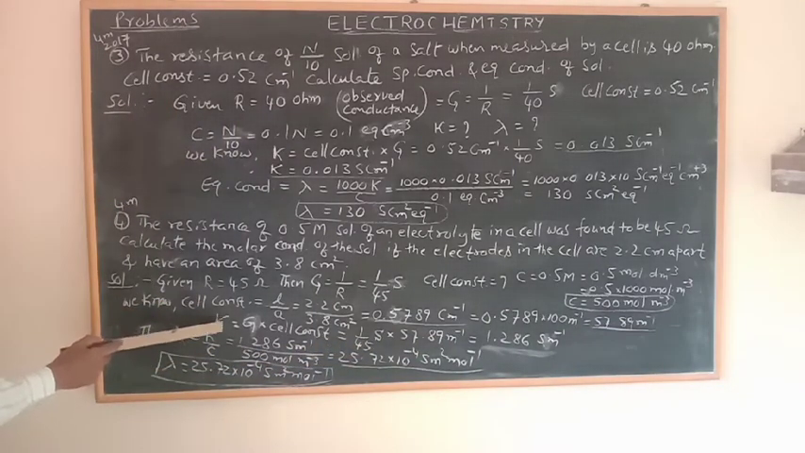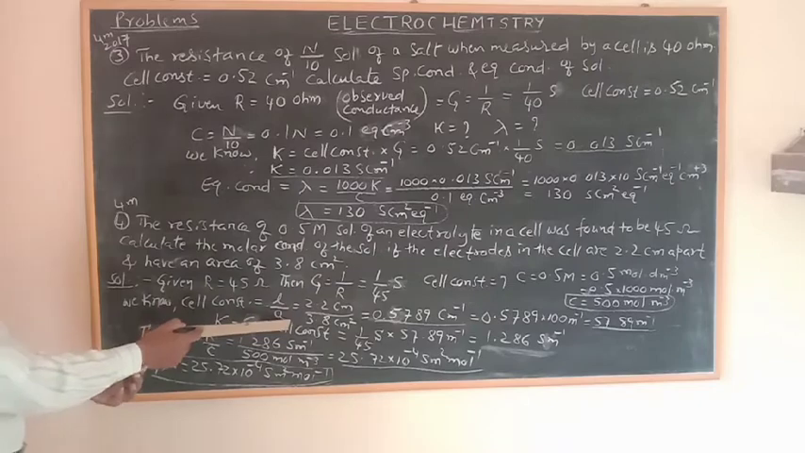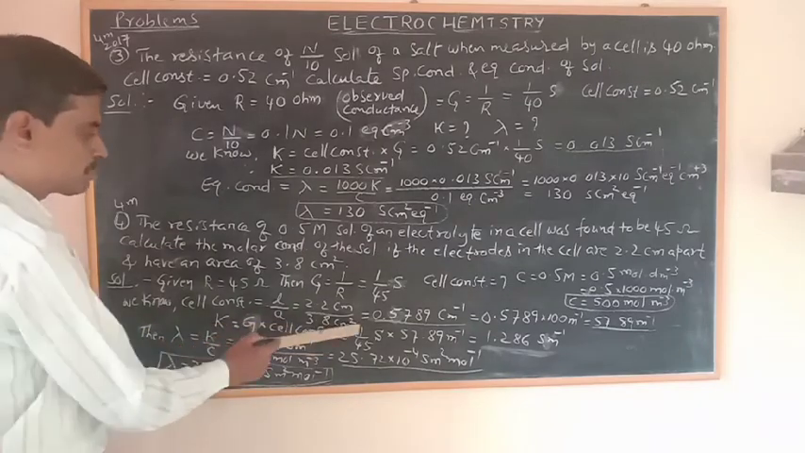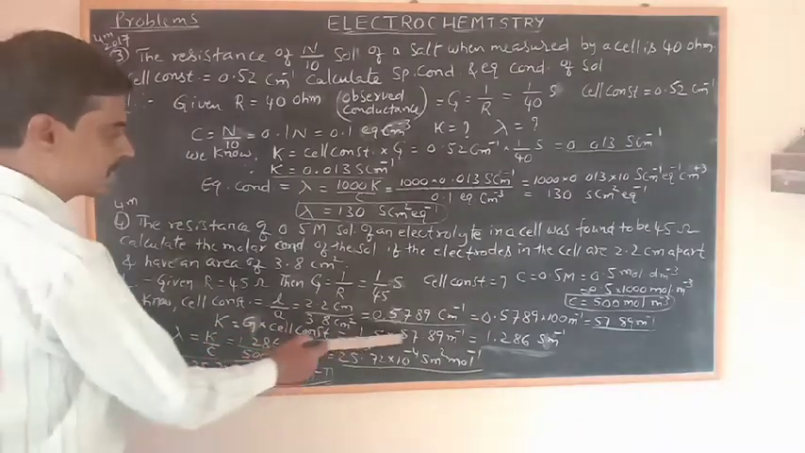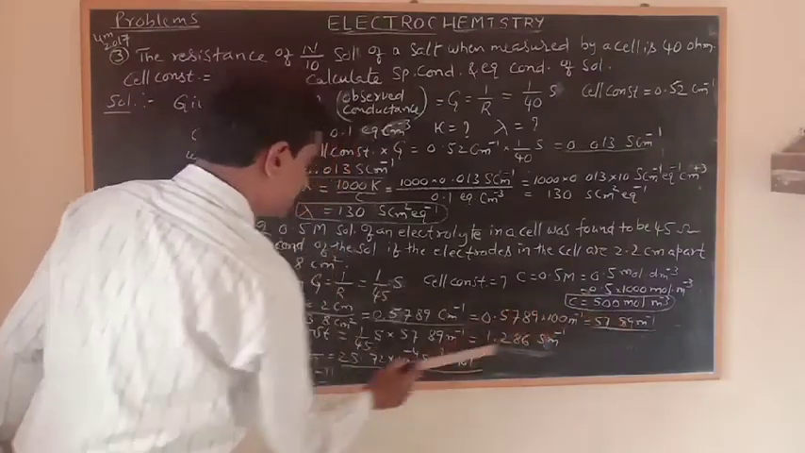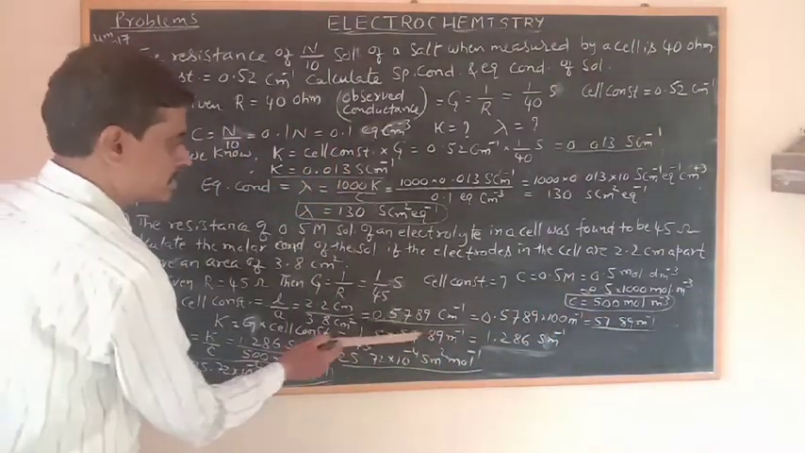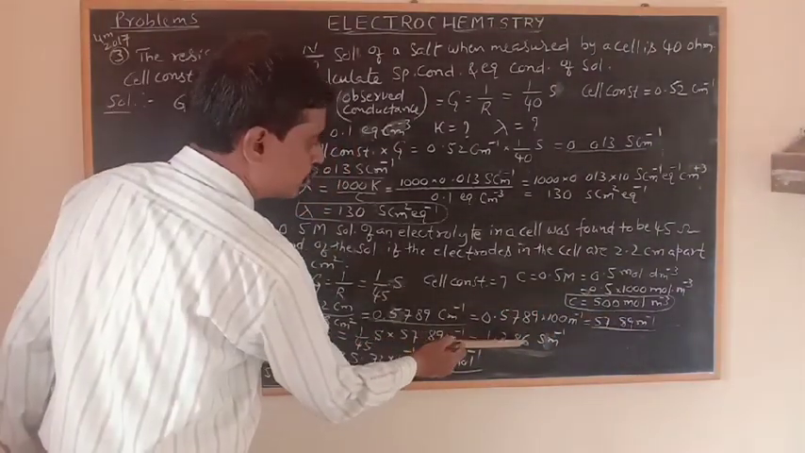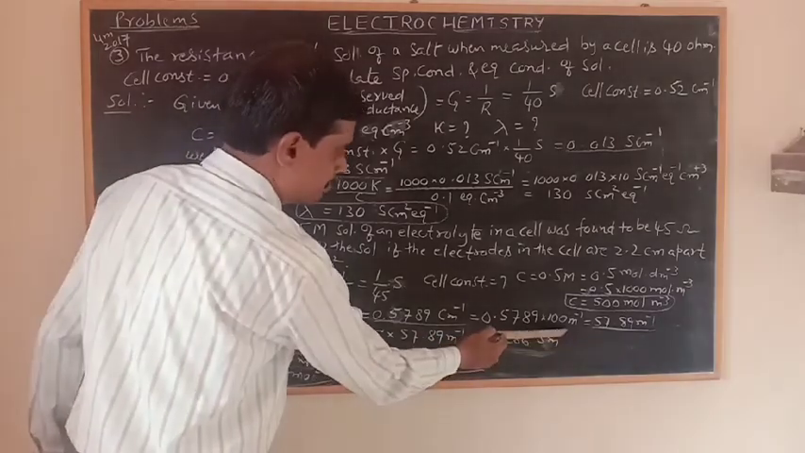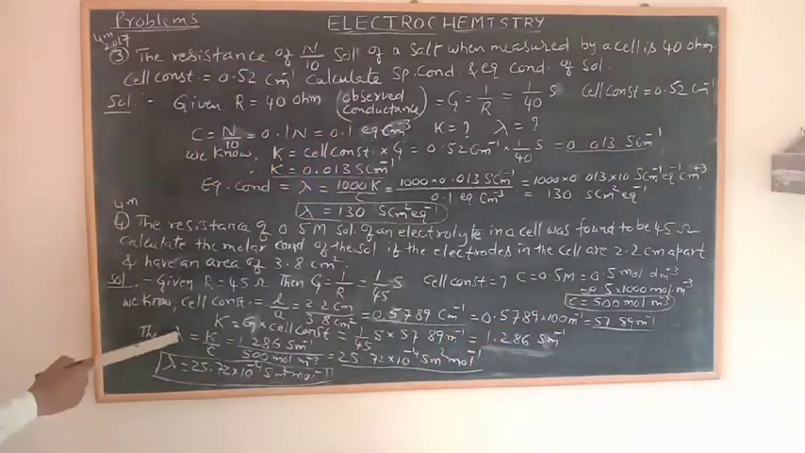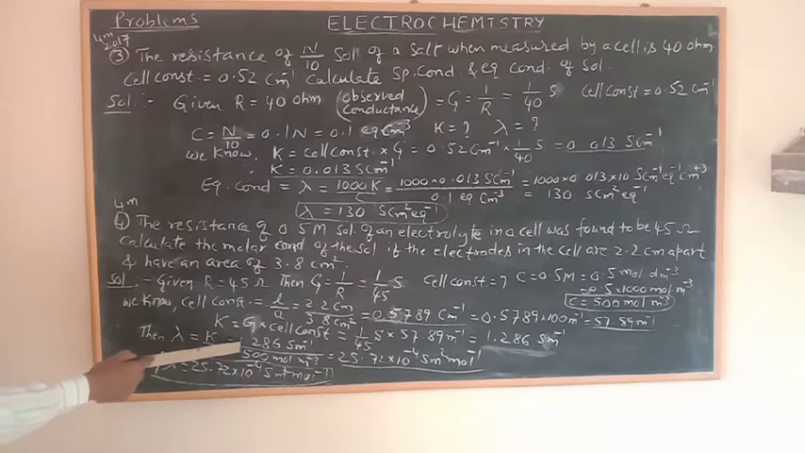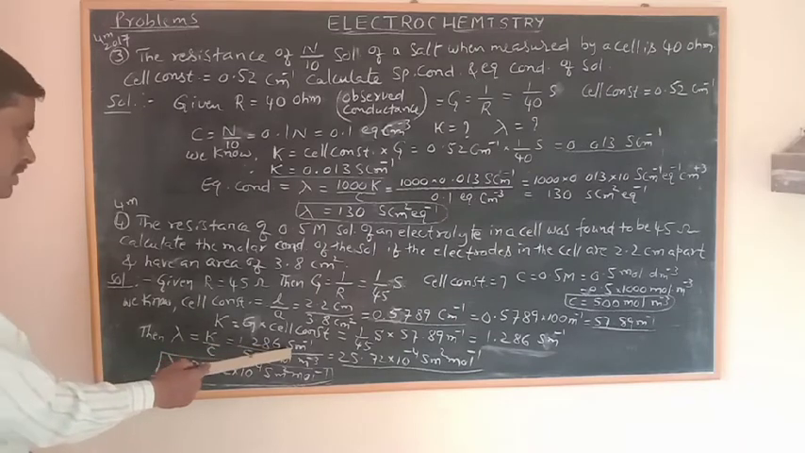Lastly, kappa is equal to G into cell constant. G is 1 by 45 Siemens. Cell constant is 57.89 per meter. Again after simplification you will get 1.286 Siemens per meter. Lastly, we have to calculate the conductance for this. Lambda is equal to kappa by C.